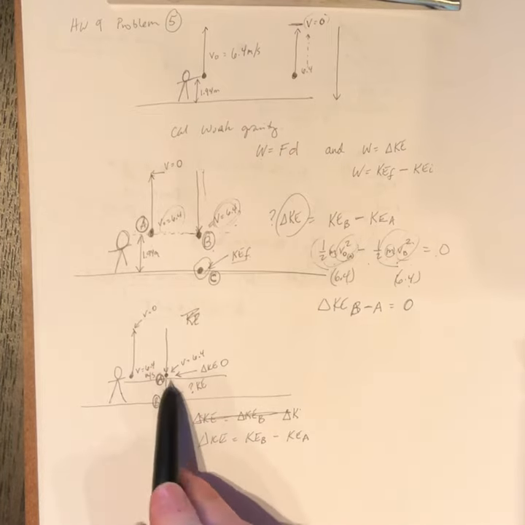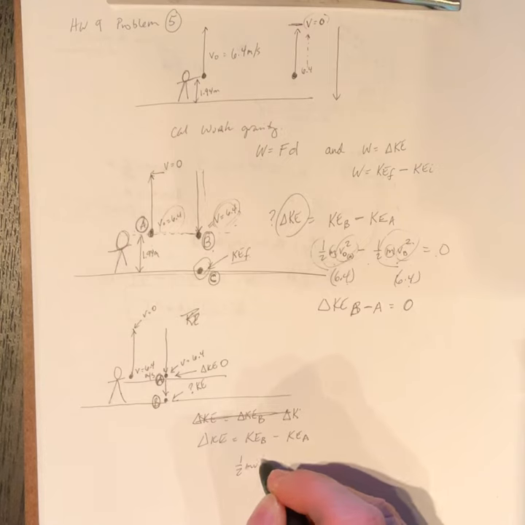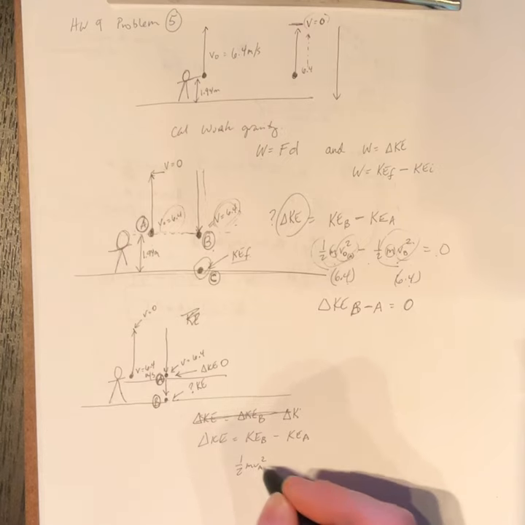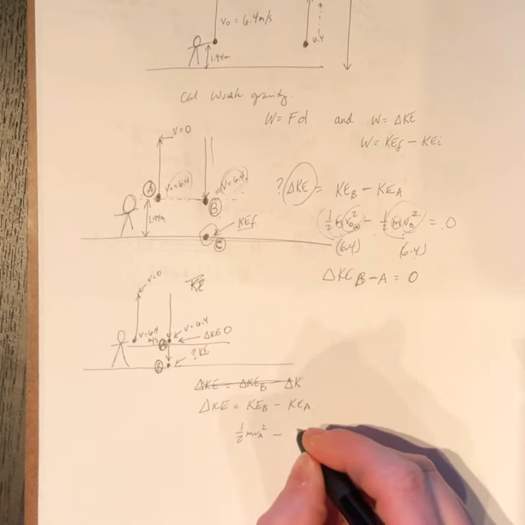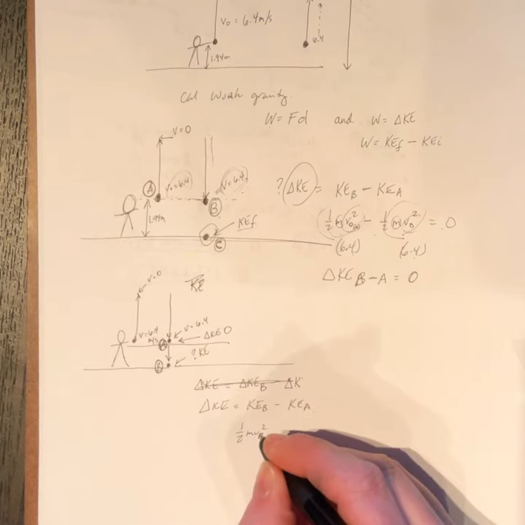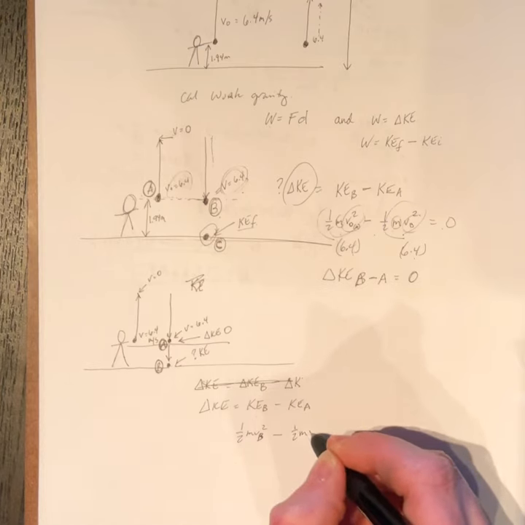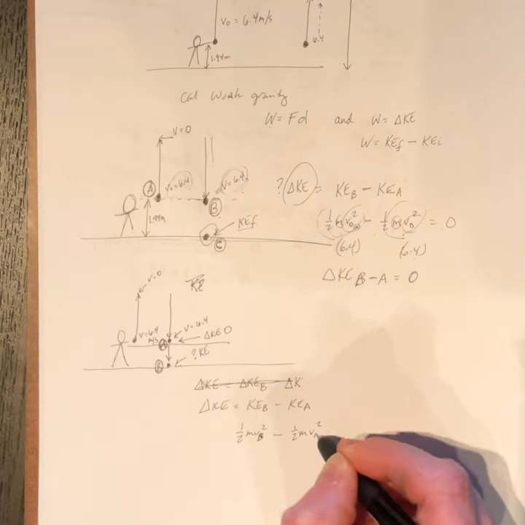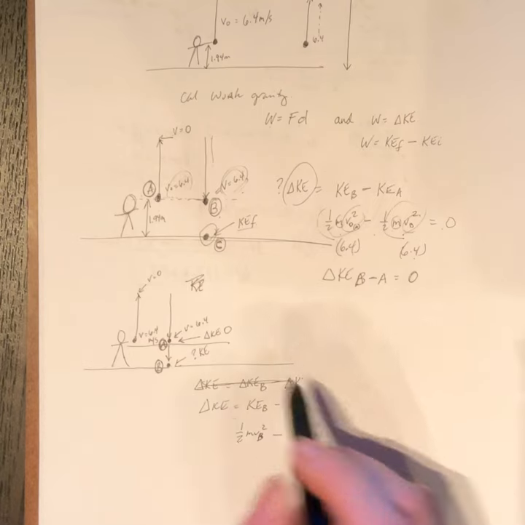Okay, so what is the kinetic energy here? We know kinetic energy is 1/2 mv squared. So that's the velocity at the A reference frame minus 1/2 mv squared at the B reference frame. And this is the velocity at the A reference frame. Okay, so we know the velocity here.